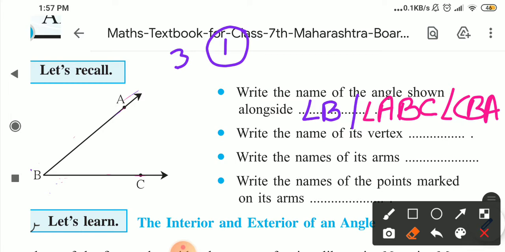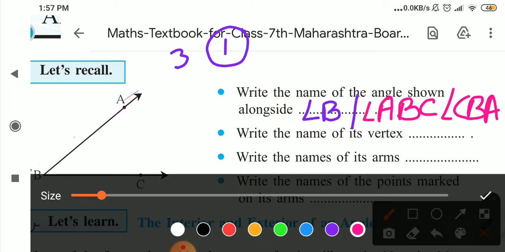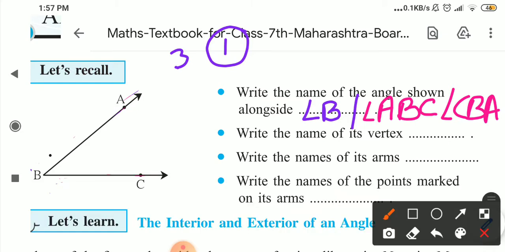But the common thing is that the name of the angle is B. Here B, here also B, and here also B. When we read the angle with three letters, the vertex of the angle we have to take in between the remaining two. So we can change the place of A and C. Here ABC is written, here CBA is written. That is the recall of the name of the angle.